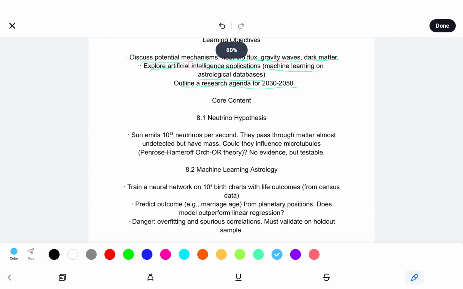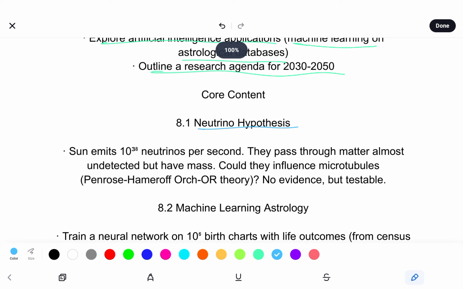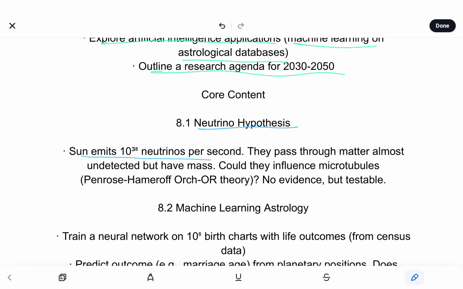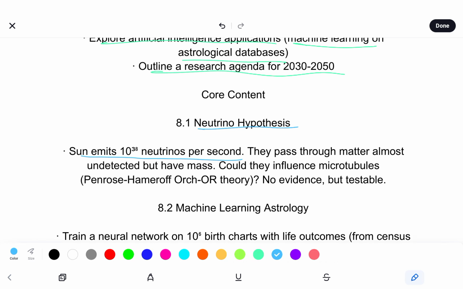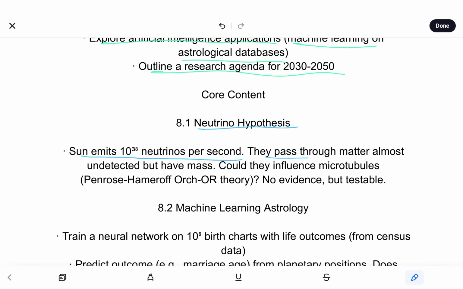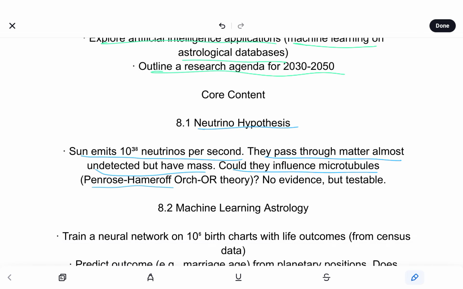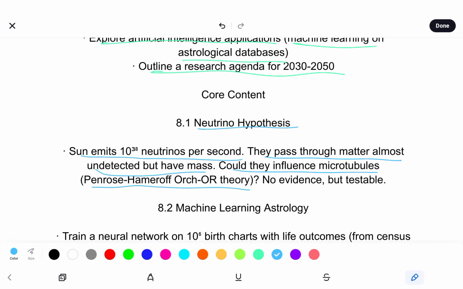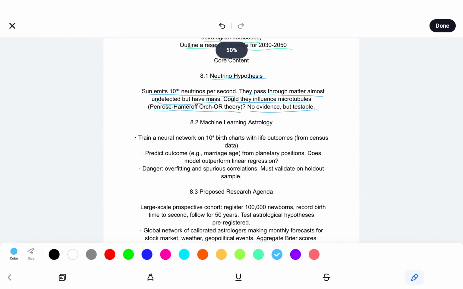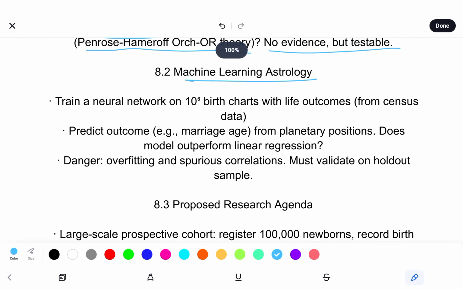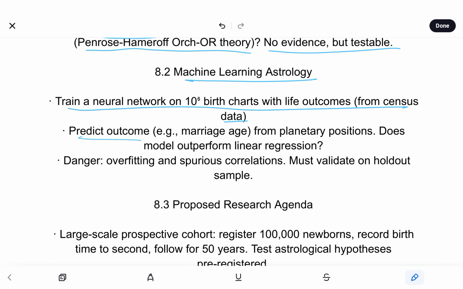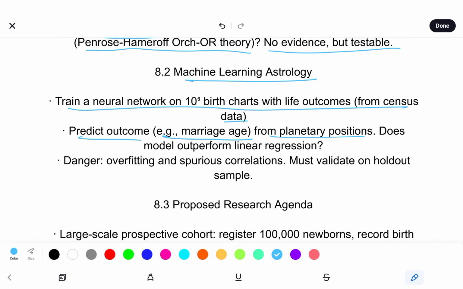So, we look at the neutrino hypothesis. The Sun emits 10^38 neutrinos per second. They pass through matter almost undetected but have mass. Could they influence microtubules, Penrose, Hameroff, or Orch OR theory? No evidence, but it is testable. And we have our machine learning astrology: train a neural network on 10^6 birth charts with life outcomes from census data. Predict the outcome, for example, marriage age from planetary positions.